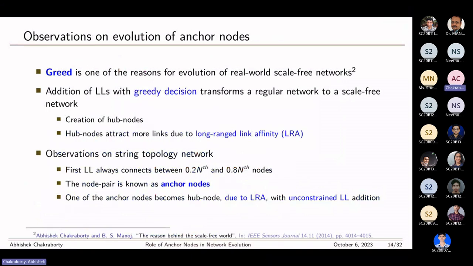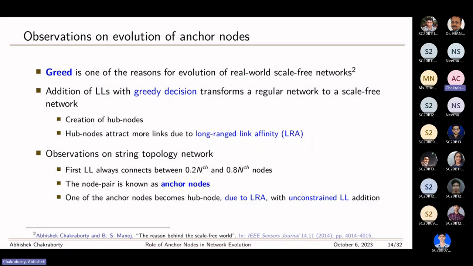And when we are adding links with some greedy decision, in this case we have taken average path length, but you can take anything. For average path length, we have seen that the first link is added between the 0.2n and 0.8n node. Slowly the remaining links get attracted towards 0.8n, and maybe after that it will go to the next possible anchor node, 0.2, when all the links will already be added.